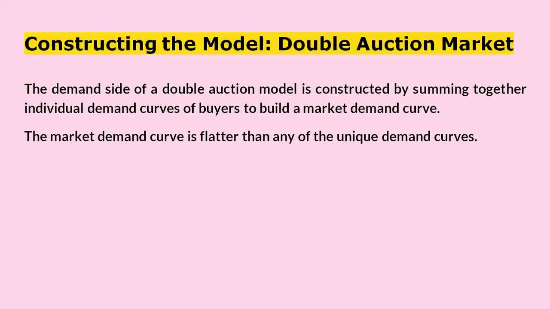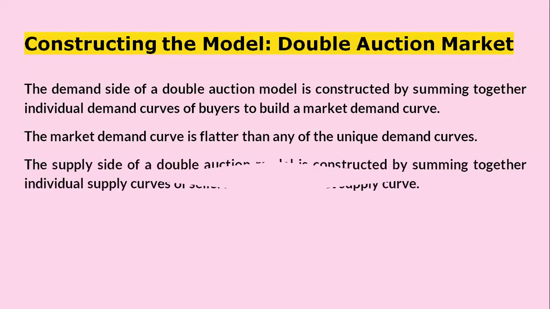The market demand curve is flatter than any of the unique demand curves. The supply side of a double auction model is constructed by summing together individual supply curves of sellers to build a market supply curve.